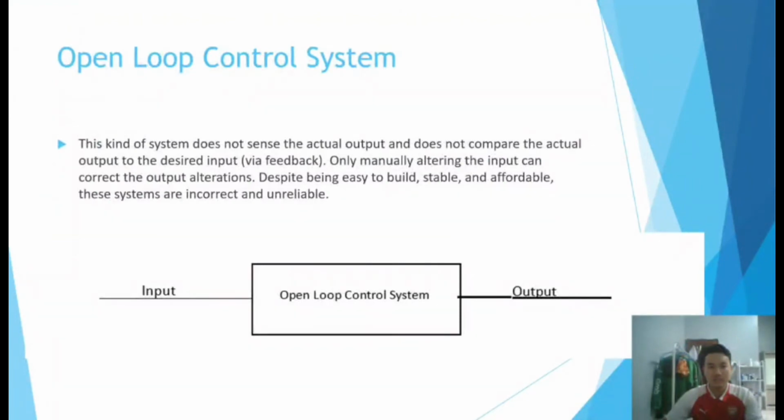So firstly, there is an open loop control system. This kind of system does not sense the actual output and does not compare the actual output to the desired input via feedback, and only manually altering the input can correct the output alterations. Despite being easy to build, stable, and affordable, these systems are incorrect and unreliable.